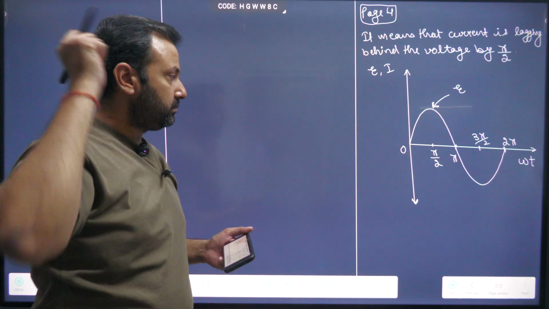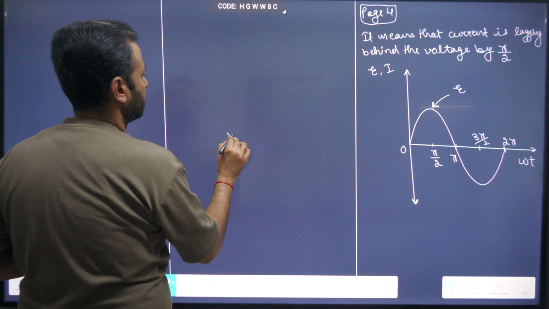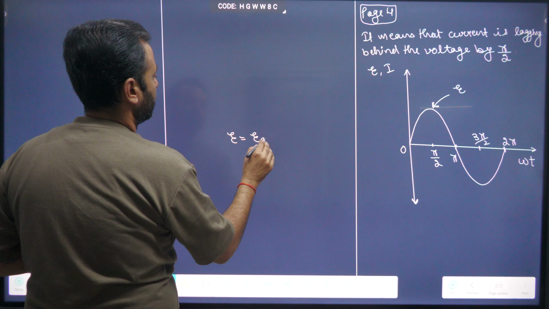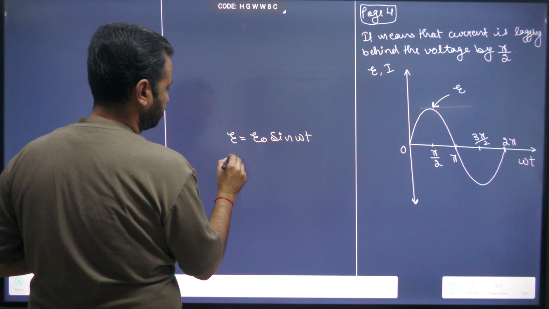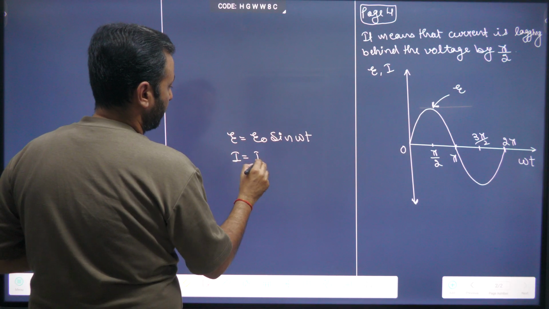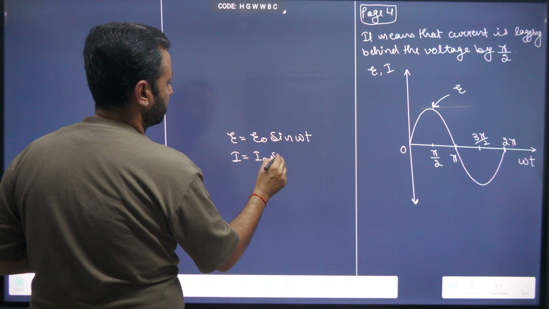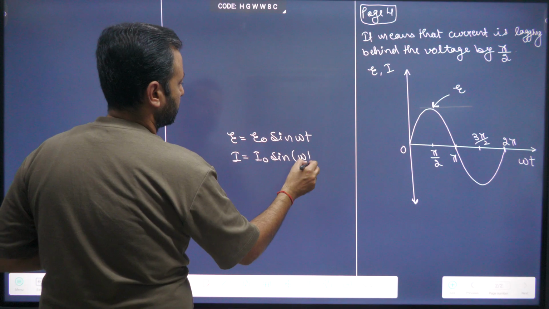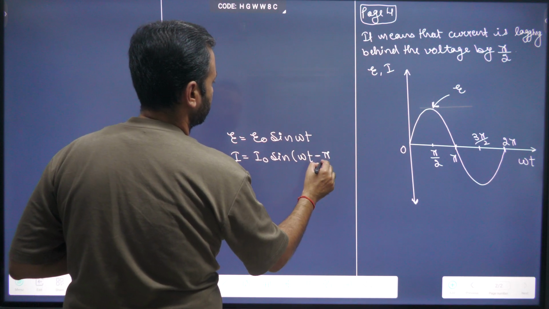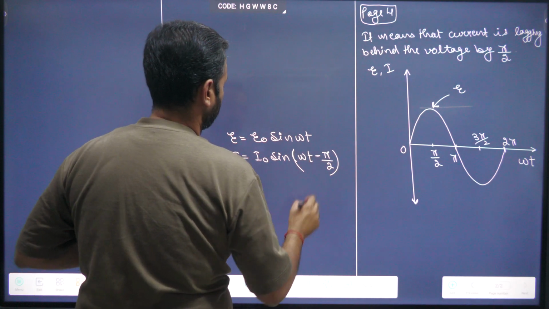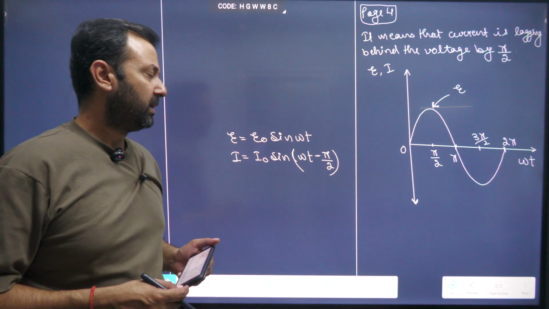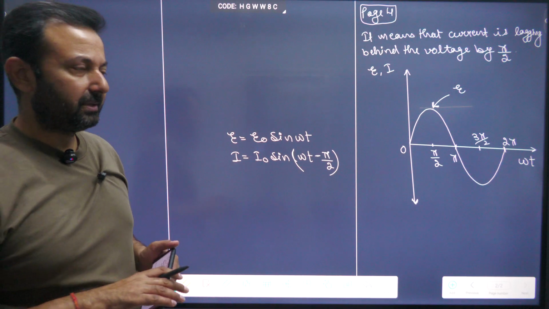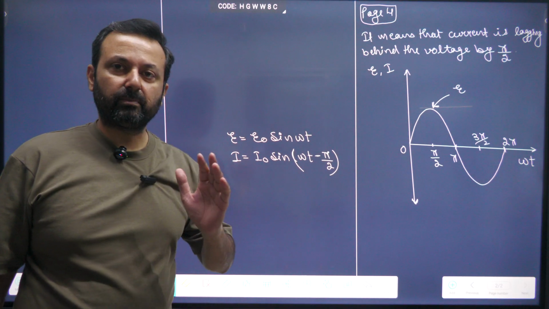So, EMF is E naught sine omega t, and current is I equals I naught sine omega t minus pi by 2. Minus pi by 2 means current is lagging behind the voltage by pi by 2.